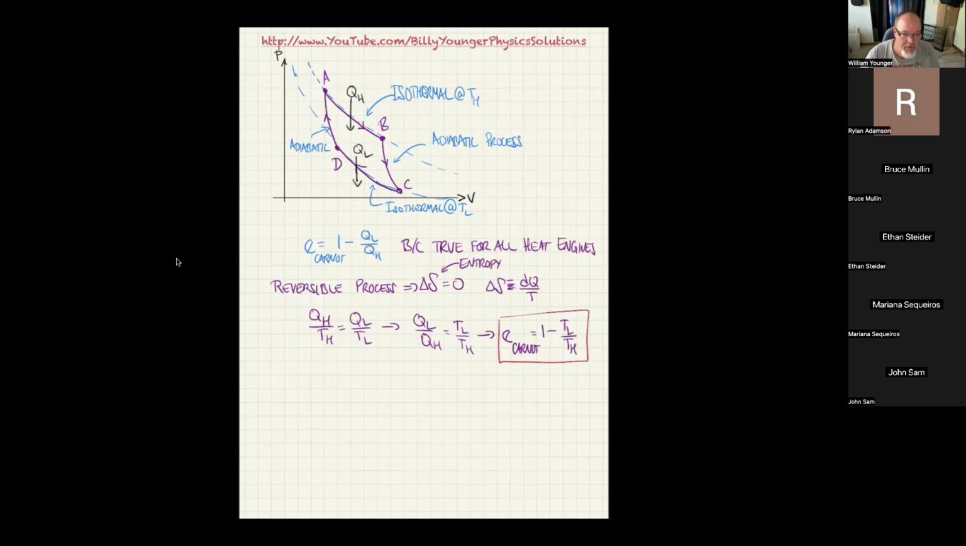And I will repeat the statement according to the theorem stated by Carnot. All reversible engines operating between the same two constant temperatures, TL and TH, have the same efficiency. Any irreversible engine operating between the same two fixed temperatures will have an efficiency less than this. That's known as Carnot's theorem. So let's look at another example.